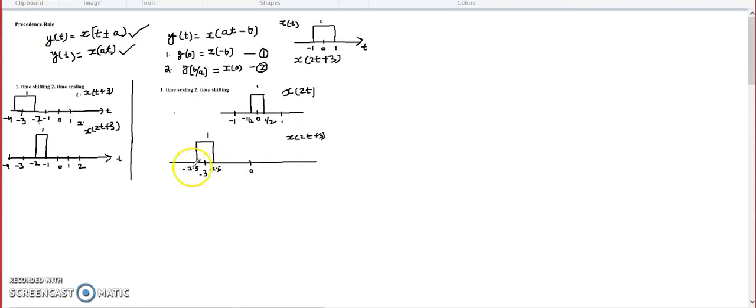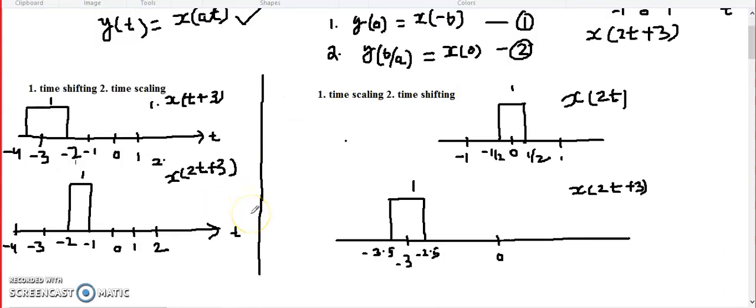तो इन दो सिचुएशन से हमें क्या पता चल रहा है, इसमें टाइम शिफ्टिंग पहले हुई, टाइम स्केलिंग बाद में हुई, और इसमें टाइम स्केलिंग पहले हुई और टाइम शिफ्टिंग बाद में हुई. तो दोनों सिचुएशन में से एक सिचुएशन सही है और एक सिचुएशन गलत है. If this is the situation A and this is the situation B, then can you tell me which one is correct under these two conditions to be followed?